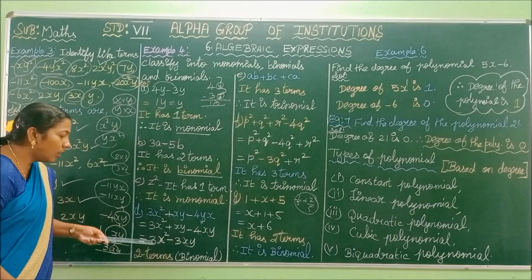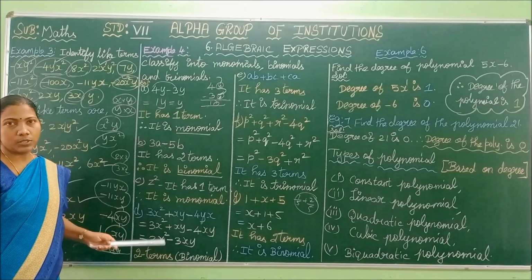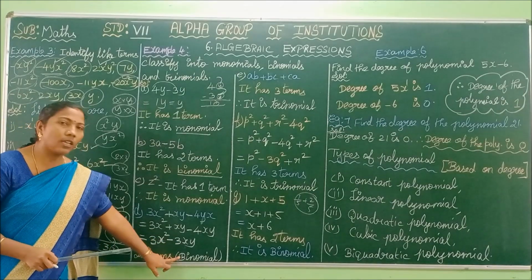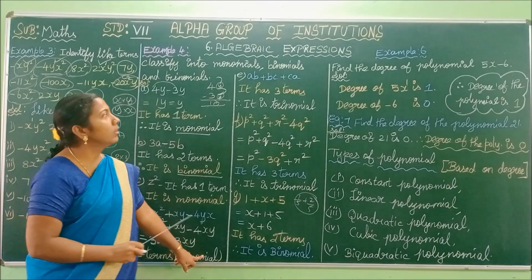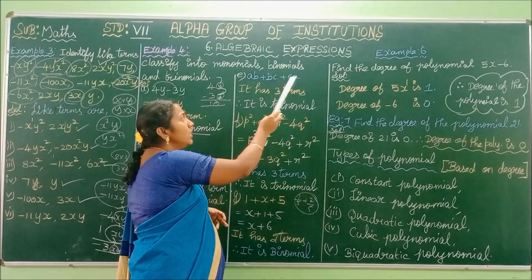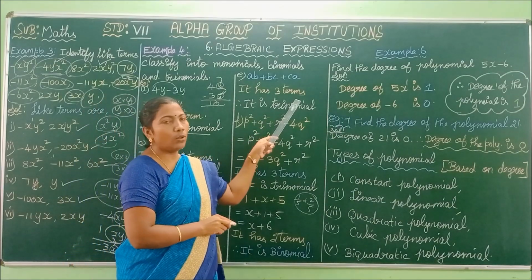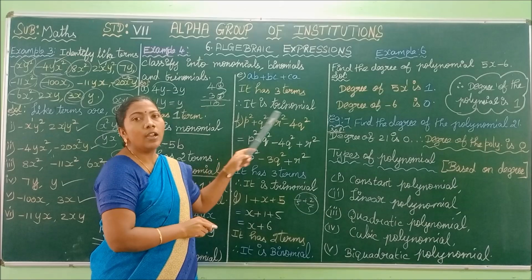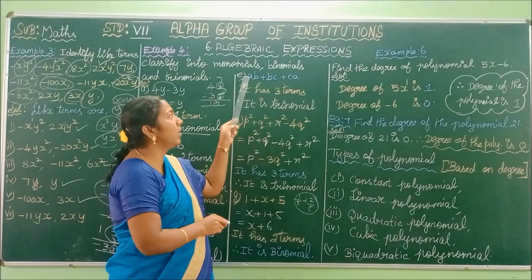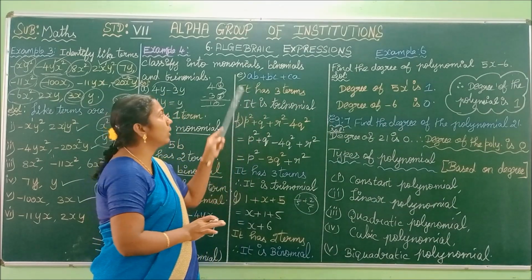See here, 3x square minus 3xy. They are unlike terms. That is, they have only two terms. Two terms means we can call it a binomial. Okay. See the next one. ab plus bc plus ca. How many terms does it have, children? 3 terms. 3 terms means we can call it a trinomial. Before writing, you have to check whether they are like or unlike. They are unlike terms, so we can't add or subtract them. So it has 3 terms.